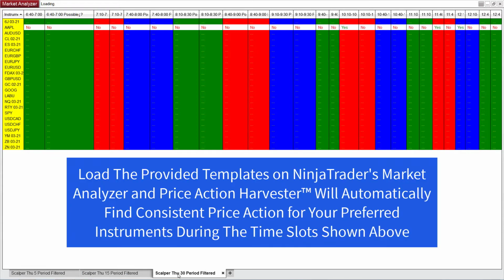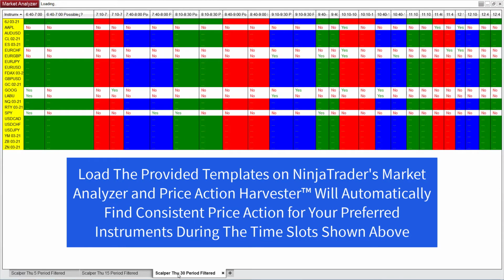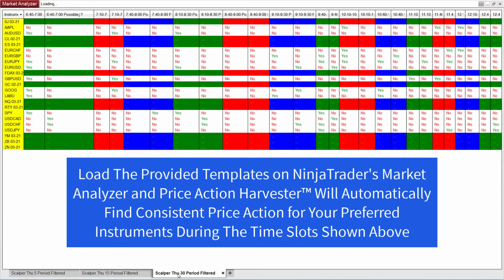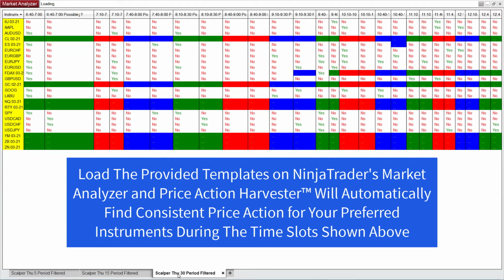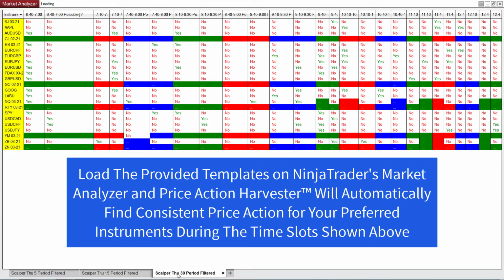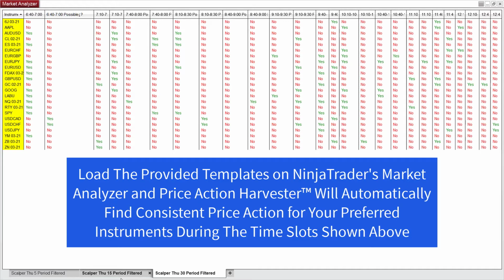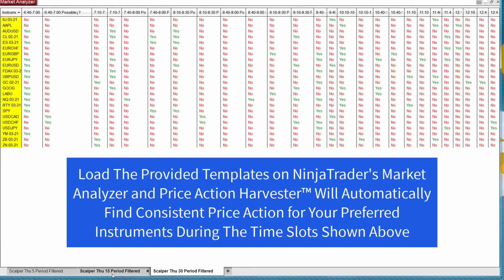The process is quite easy. Price Action Harvester comes with price action templates you can use on NinjaTrader's Market Analyzer. They are 30-period lookback, 15-period lookback, and 5-period lookback price action filtration templates that are looking for historically statistically favorable price action data with the following parameters. A minimum of 60% of the 30-period lookback price action must be consistent. A minimum of 65% of price action for the last 15-period lookbacks must be consistent, and a minimum of 80% of price action must be consistent for the 5-period lookback.